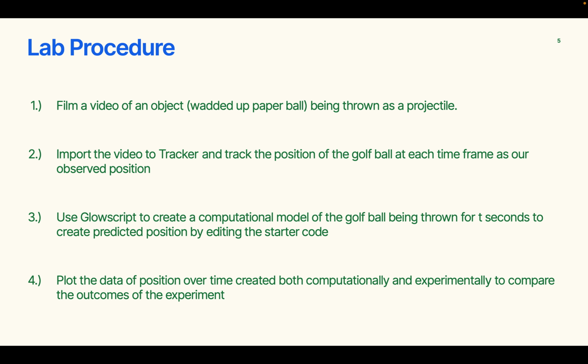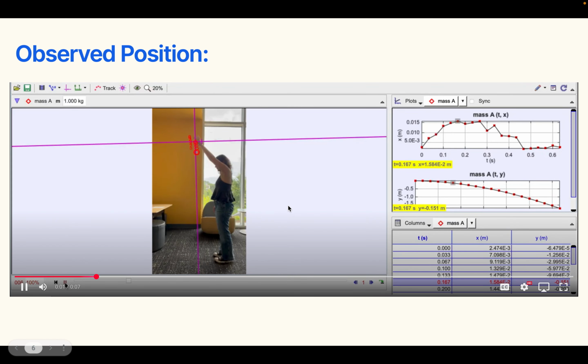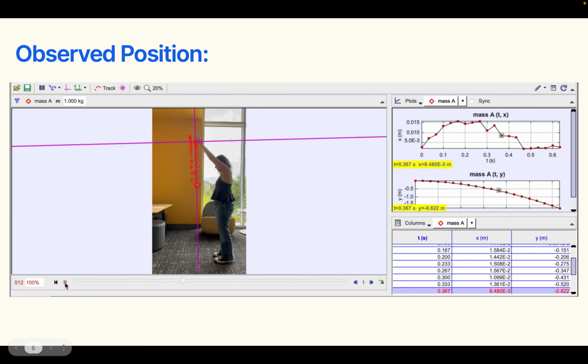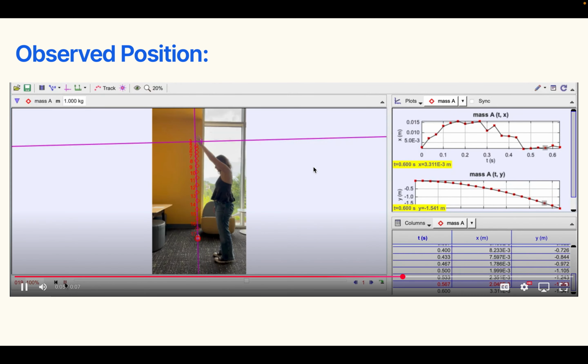Plot the data of position over time created both computationally and experimentally to compare the outcomes of the experiment. This is the video of the observed position of the crumpled up paper being dropped above my head, which took around 19 points.